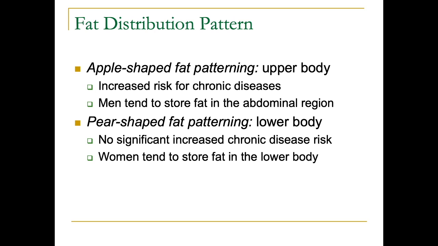Now, there are two main fat distribution patterns that you see in people. The apple-shaped fat patterning is when you have fat around your midsection and upper body. This is the fat that increases your risk for chronic diseases. And it's typically found in men because they tend to store fat in the abdominal region.